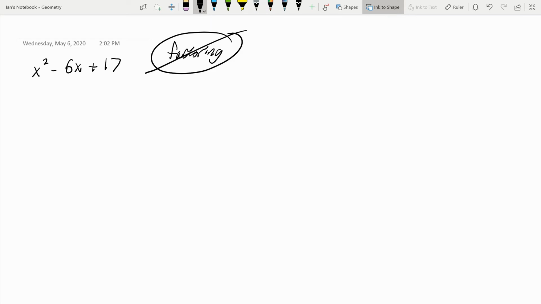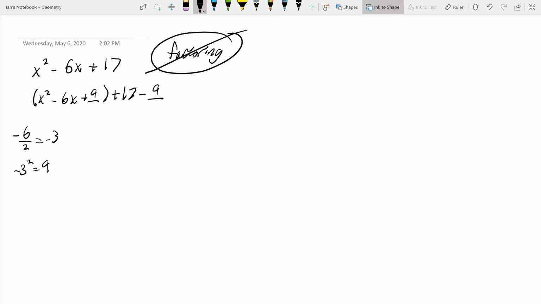What are we going to get? Well, our process, we always start out this way. x squared minus 6x plus something plus 17 minus that same something. What is that something? Let's take this negative 6 divided by 2. That gets us negative 3. Now we're going to leave that there for later. We'll get back to that. Now we're going to take negative 3 and we're going to square it. And we get 9. So 9 is that something.